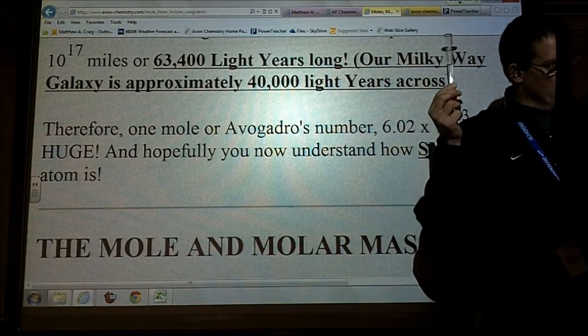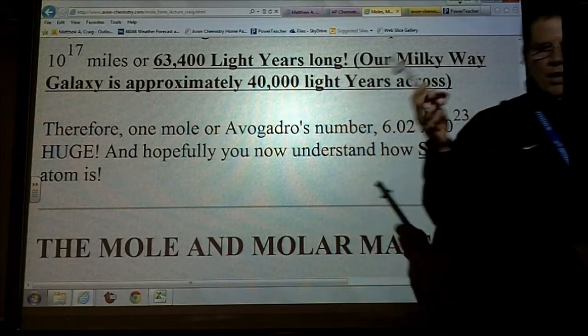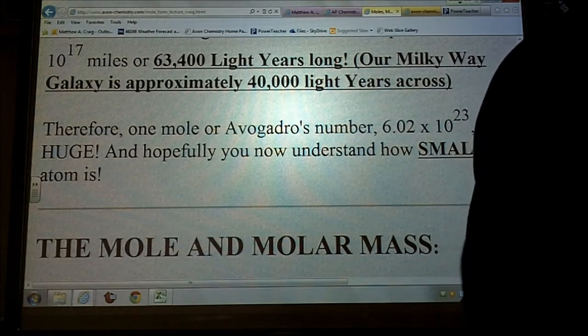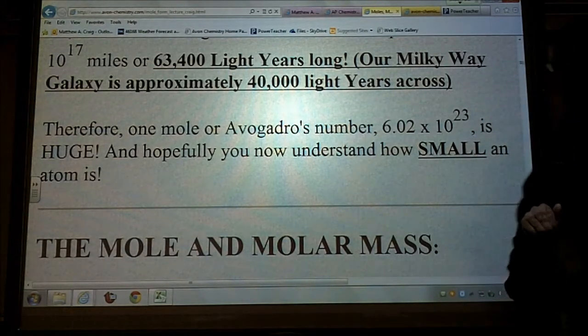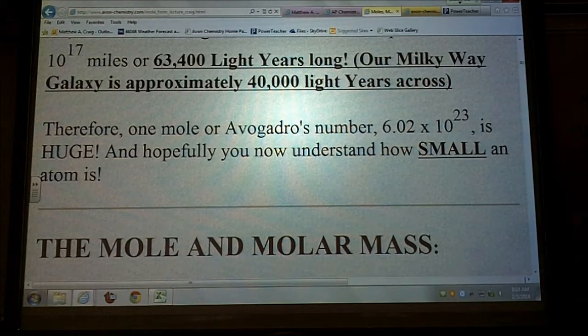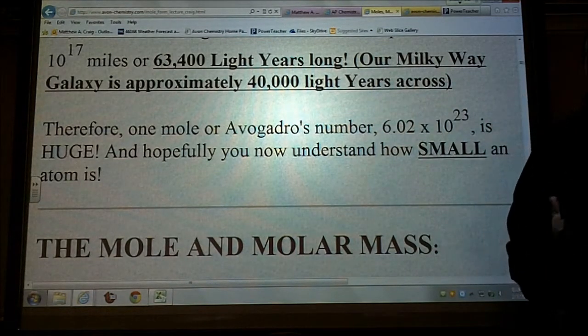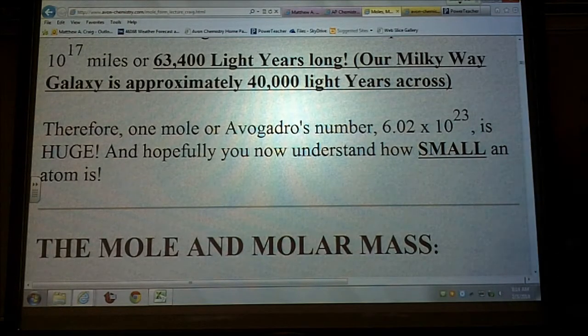So when we talk about the size of atoms and molecules, we can say that they're really, really small. So when we look at the number of atoms and molecules, it's something that we can't comprehend. We can't count. There's a lot of things that we can't do with that number except calculate.